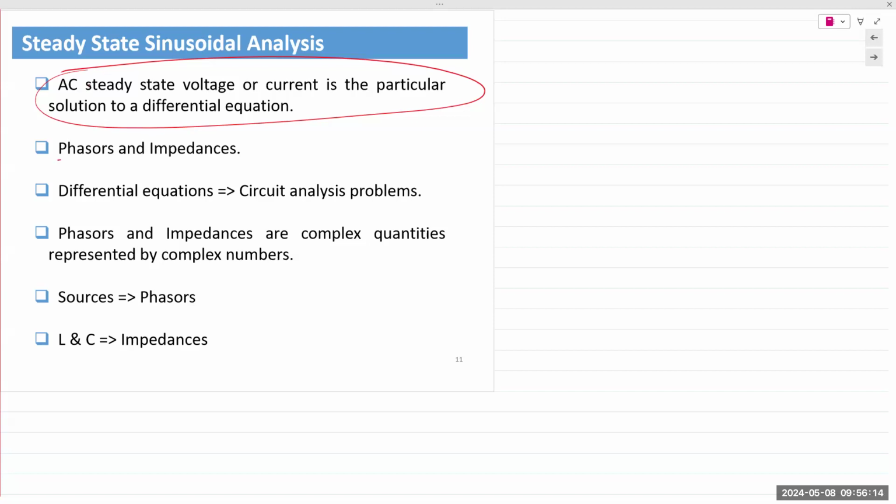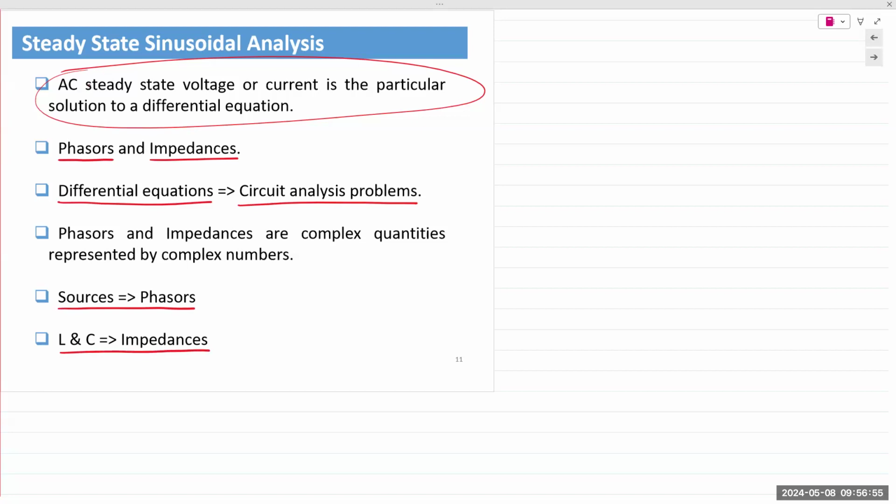And so we introduce the concept of phasors and impedances. This mathematical transformation allows us to reduce differential equations into simple circuit analysis problems. We can apply all techniques that we have learned so far, but the only thing is all the quantities are mathematically vectors. They are complex quantities represented by complex numbers. Sources are represented as phasors, inductors and capacitors as impedances.